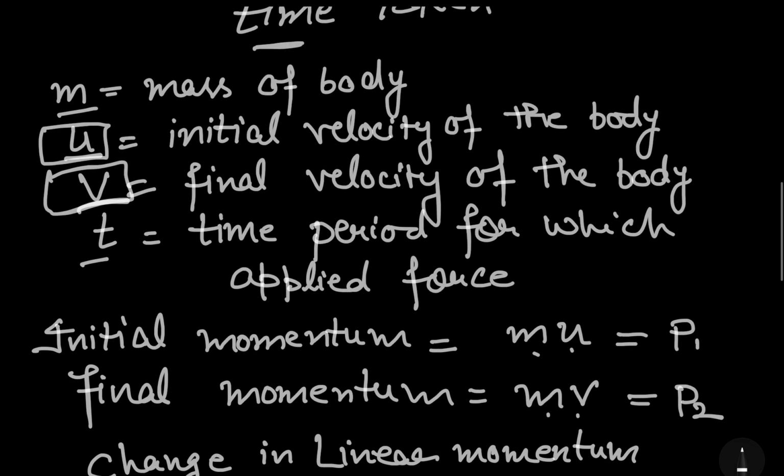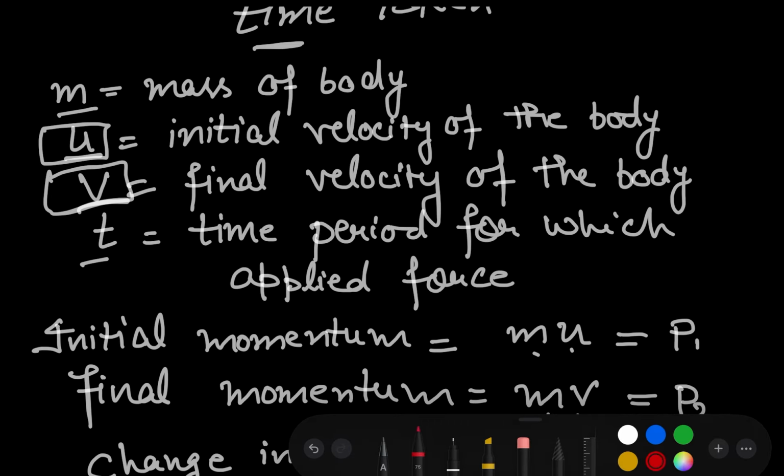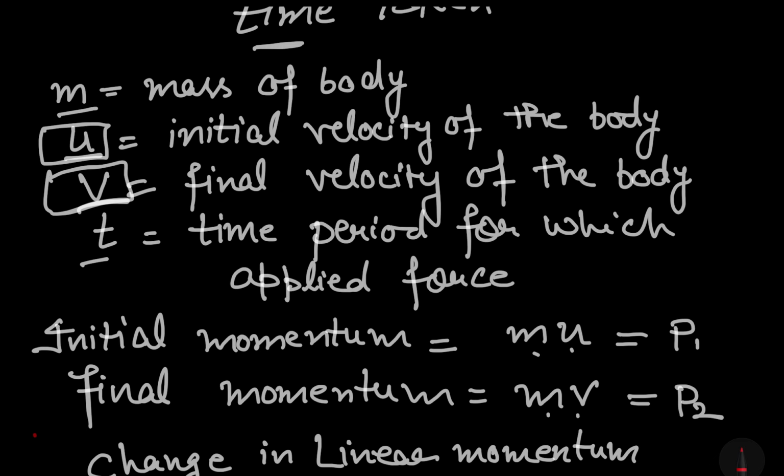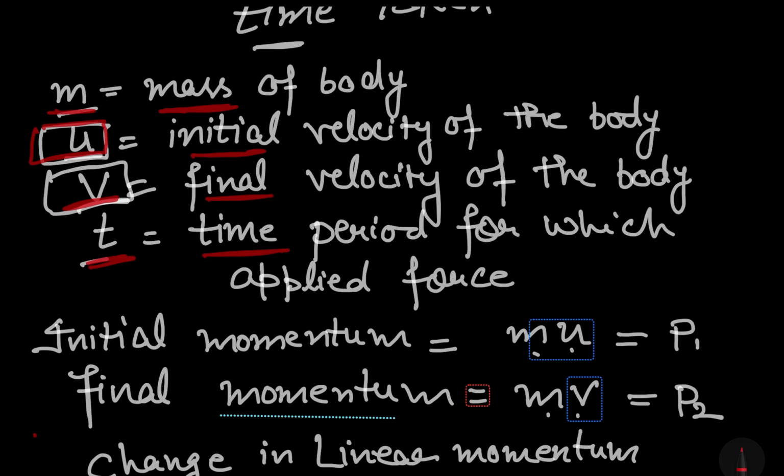Nothing, it is very easy, students. M is what? Mass of the body. U is what, students? Initial velocity, starting velocity of the body. V is what? The final velocity. T is what? The time during which the force is applied.